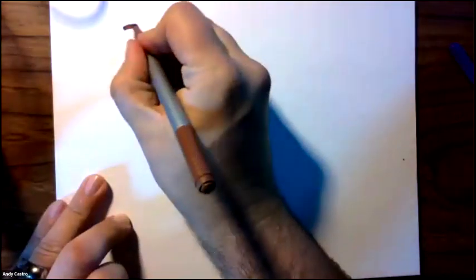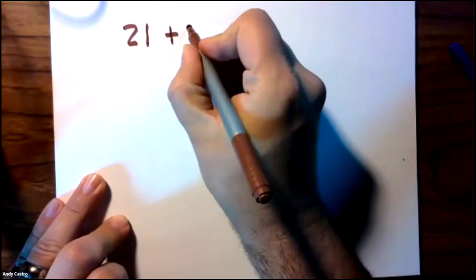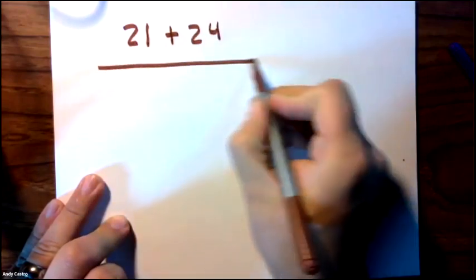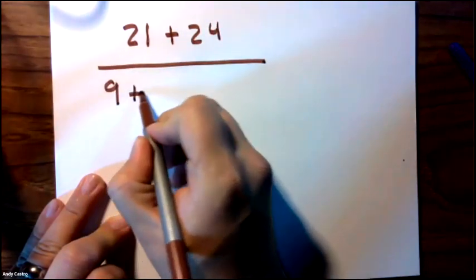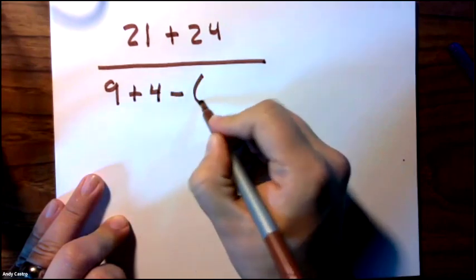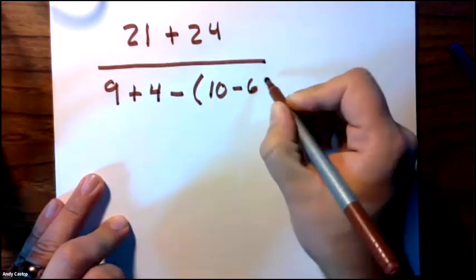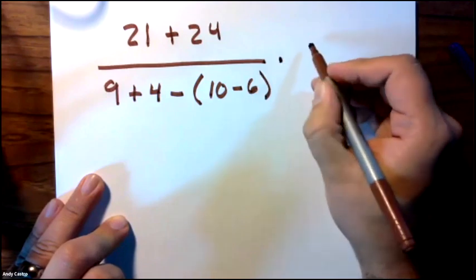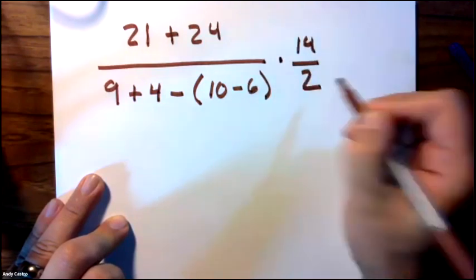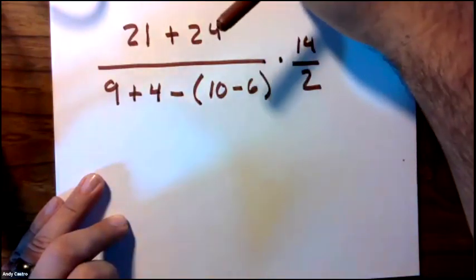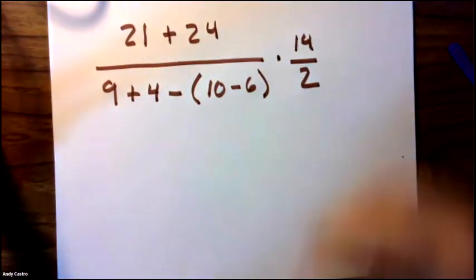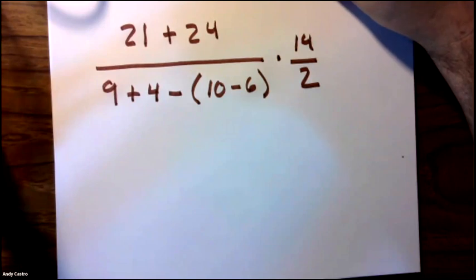All right, we've got time for one more, so let's do one more complicated one. We're going to do 21 plus 24 divided by 9 plus 4 minus the quantity 10 minus 6, and that quantity multiplied by 14 over 2. There you go. And when you have an answer, feel free to message me. I will reveal the answer here in a few minutes.